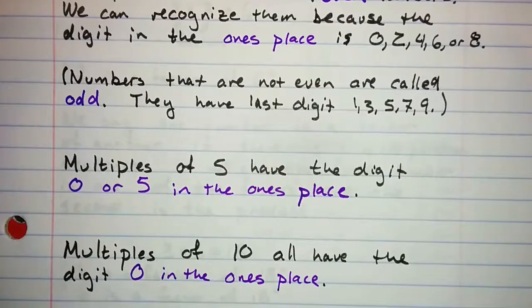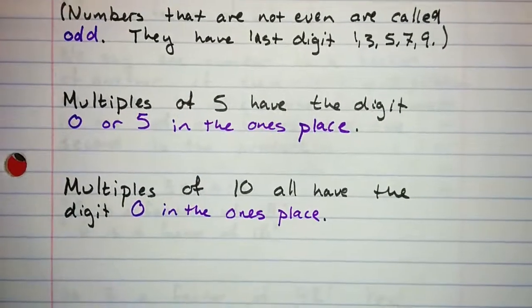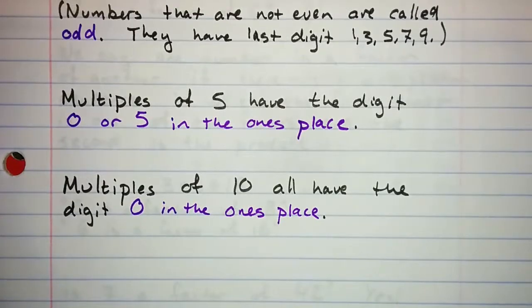10 is also nice. Multiples of 10 all have the digit 0 in the ones place. Now, of course, 10 is not prime. 10 is 5 times 2. So why do I mention this? Because dividing by 10 is super easy. Right? If it's a multiple of 10, its last digit is a 0. To divide by 10, we knock the 0 off. So spotting multiples of 10 is going to be super convenient when we're trying to factor things. All right, that's 2 and 5.